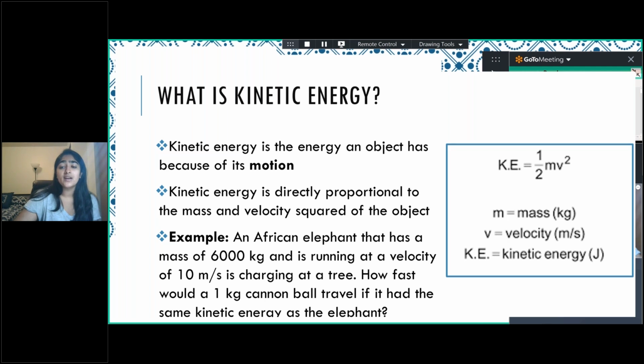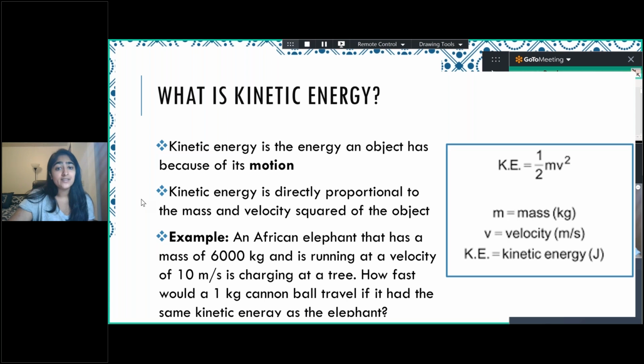On the right side, I have a formula for kinetic energy, which is 1/2 mv squared, where m is the mass of the object in kilograms, and v is the velocity of the object in meters per second. When you combine the units for the mass and velocity with those terms, you get kinetic energy in joules, which is our standard unit of energy. So kinetic energy is directly proportional to the mass of the object and the velocity squared of the object.